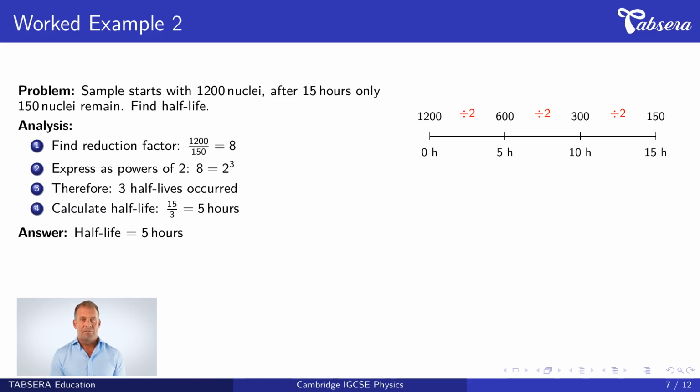The diagram shows this visually. Starting with 1200 nuclei, after 5 hours we have 600, after 10 hours we have 300, and after 15 hours we have 150 nuclei.